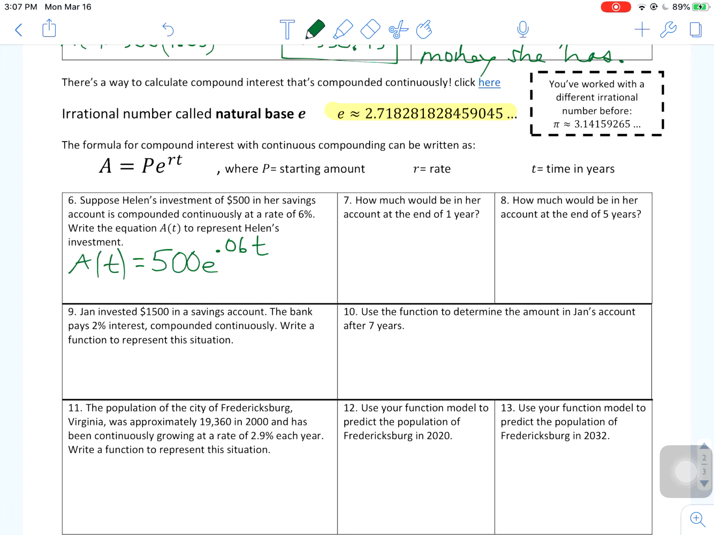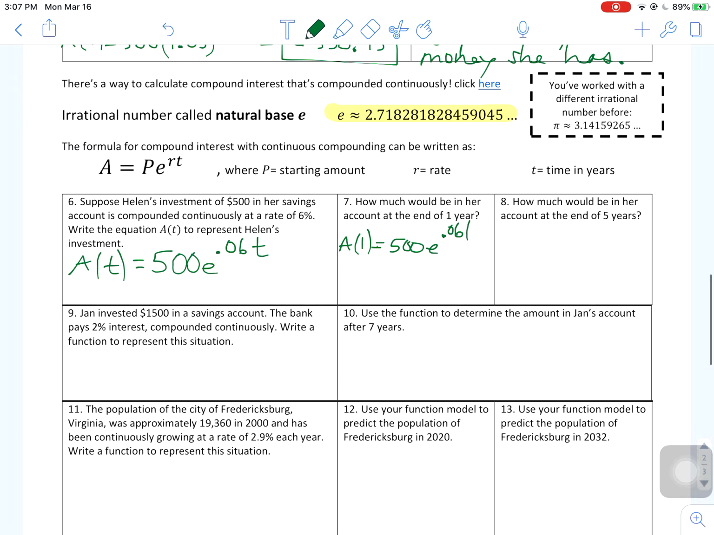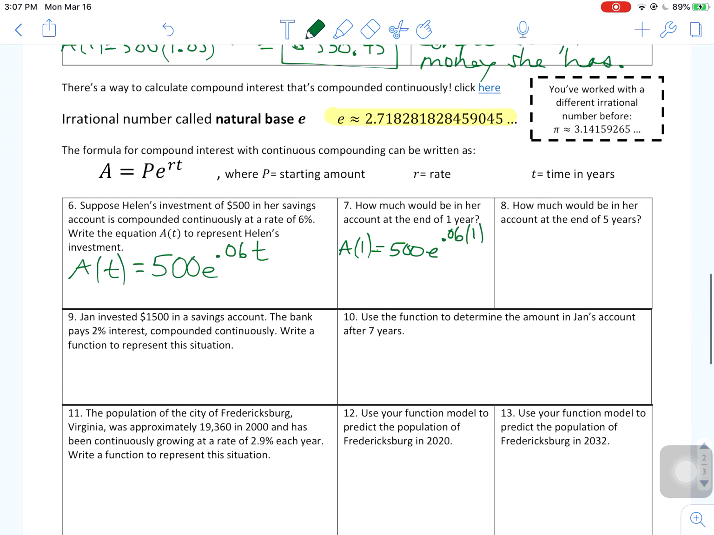On 7, we're going to just put a 1 in instead of t into the equation we came up with in number 6. So A(1) equals 500 e raised up to the 0.06 times 1. And there actually is an e button on the calculator. So you want to find that e button on the calculator, type that in, you get $530.92.